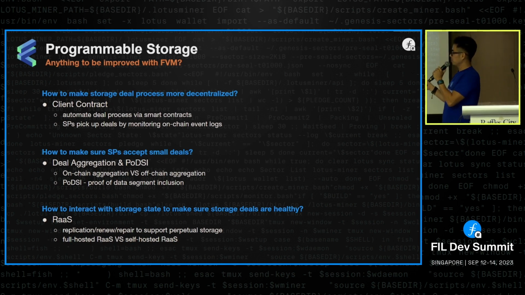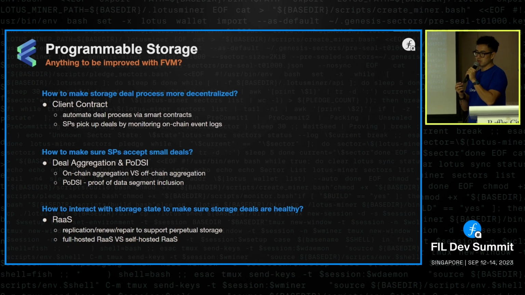With that problem in mind, we have to make sure the deal aggregation can also happen on chain. We'll be able to use the smart contract to send the storage deal and let the aggregator aggregate and then generate the proof for those clients to be able to verify if their data are included in a sector. And then we started working on the deal aggregation. It could be on-chain aggregation, it could be off-chain aggregation. Lighthouse is building both solutions, as well as the POSI, which is the proof of data segment inclusion.